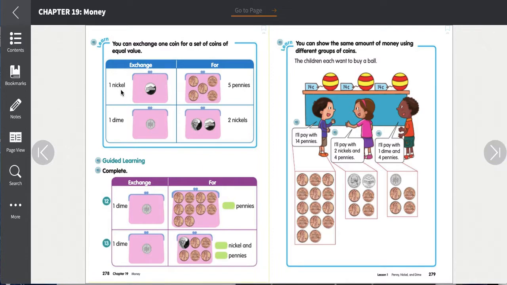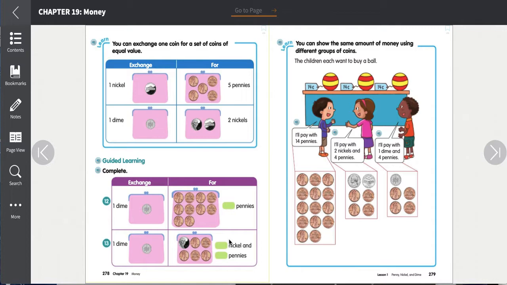Okay? And we've also worked on exchanging money that is of equal value. So it has to be a fair trade or an equal exchange, right? So a nickel is worth 5 cents. A penny is worth 1 cent. You could trade 1 nickel for 5 pennies, or you could trade 5 pennies for 1 nickel. Same thing, a dime is worth 10 cents, and 2 nickels are worth 10 cents together, 5 and 5. So you could trade a dime for 2 nickels, or 2 nickels for a dime.